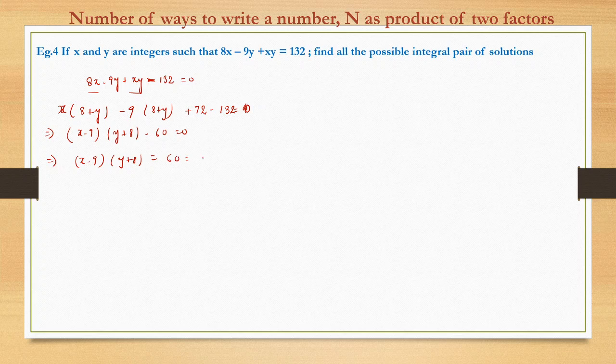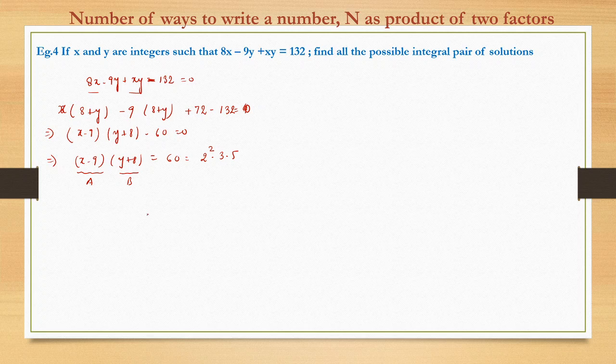The number of solutions of this equation would be the same as the number of ways to write 2 raised to power 2 into 3 into 5 as a product of two integers, right? Here let it be a, let it be b. X and y are integers, so a and b will obviously be integers, so they can take negative, positive values, and it has to be ordered because we have to find different values of x and y.